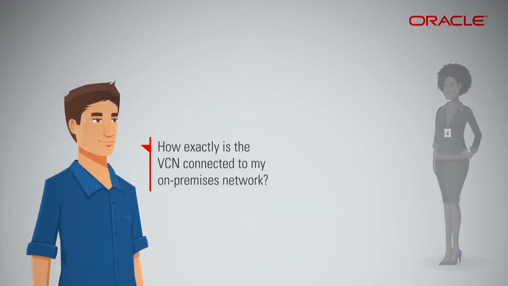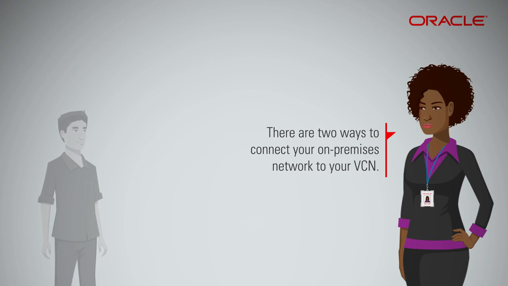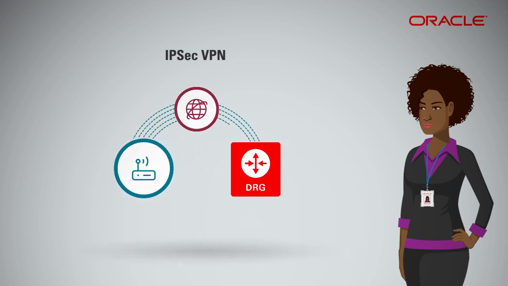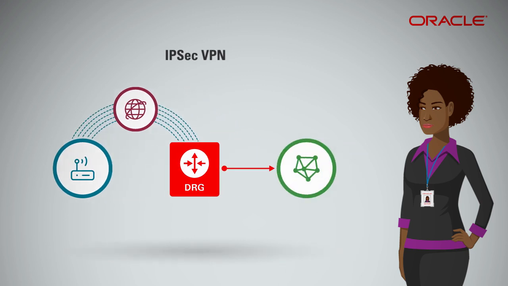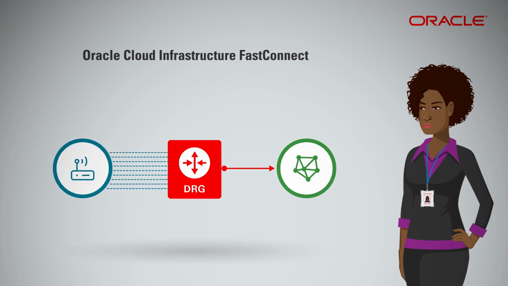How exactly is the VCN connected to my on-premises network? There are two ways to connect your on-premises network to your VCN. IPsec VPN offers redundant IPsec tunnels between your network's edge router and the DRG that you create and attach to your VCN. Oracle Cloud Infrastructure FastConnect offers a private connection between your network's edge router and your DRG. Traffic does not traverse the internet.